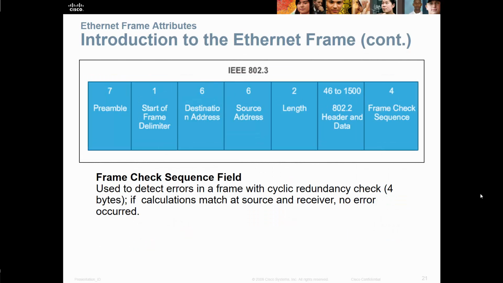802.3 is again very similar. And our last part, our FCS, our frame check sequence, is used for error checking.